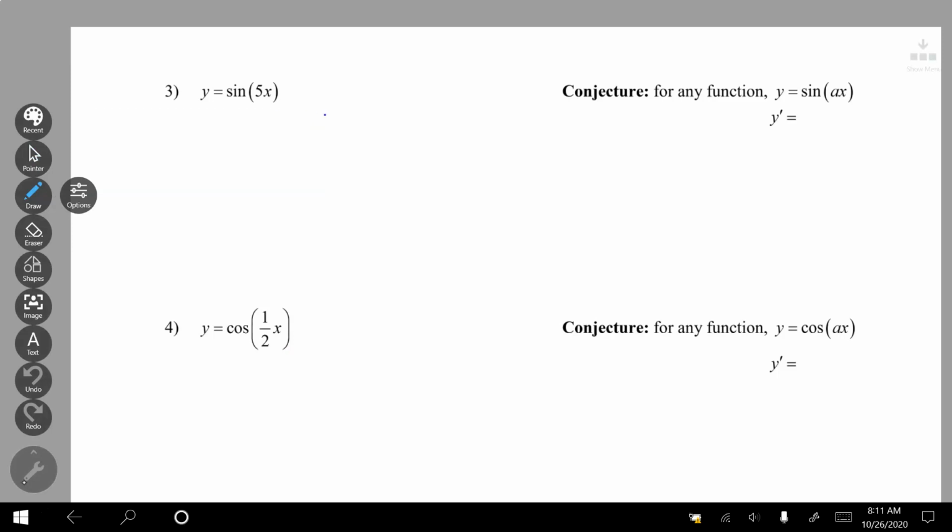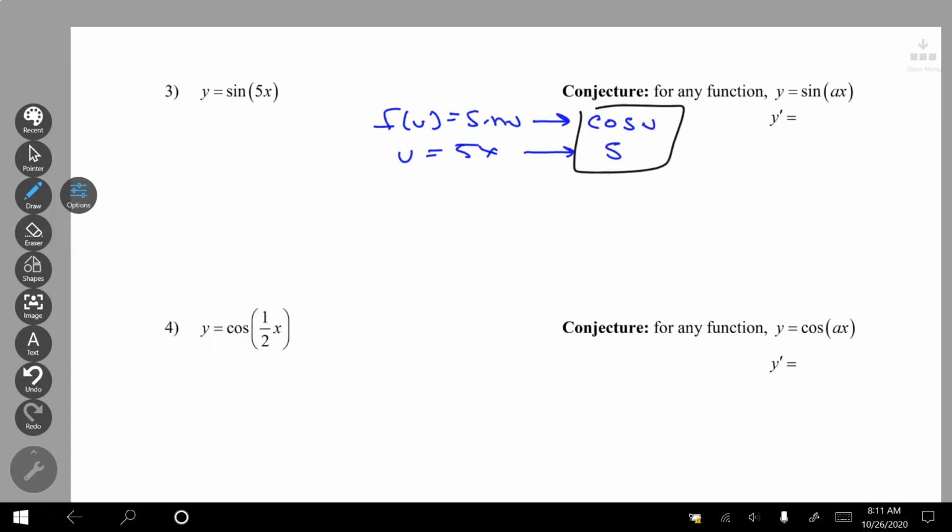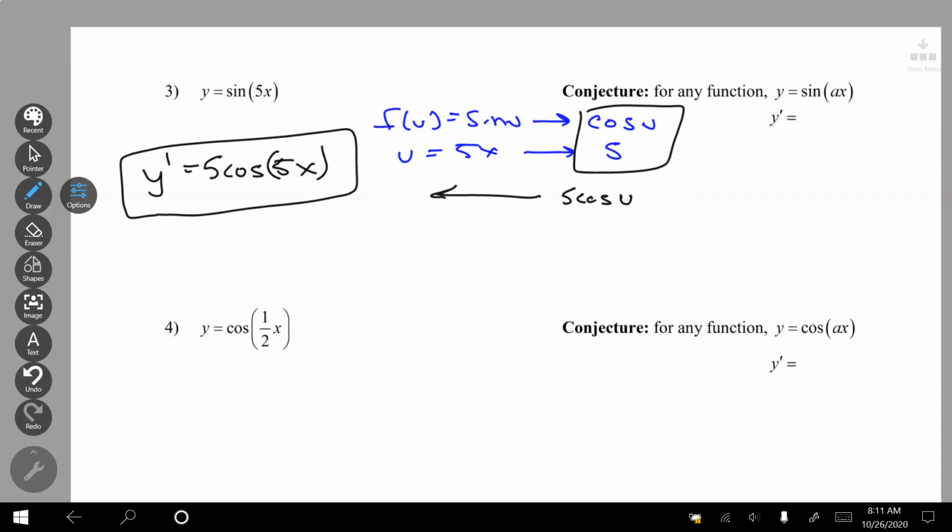where the outside stuff is sine of something, and its derivative is going to be cosine, and the inside stuff is equal to 5x, and that derivative is just 5. And when I multiply my box together, I get 5 cosine of u, but that u stood for something else, so y prime equals 5 cosine of 5x when I get rid of that u.